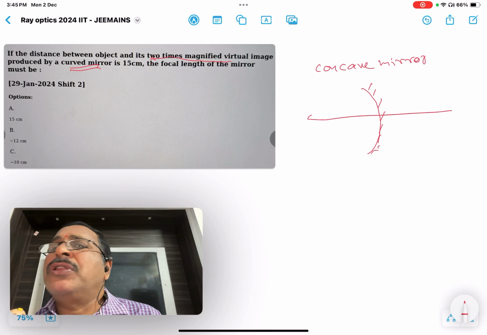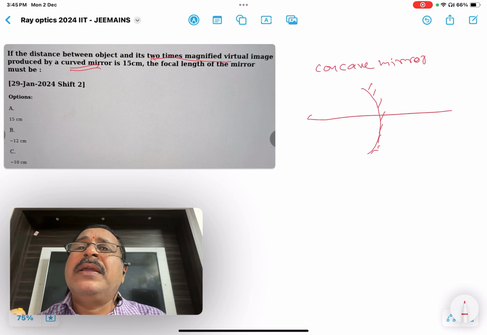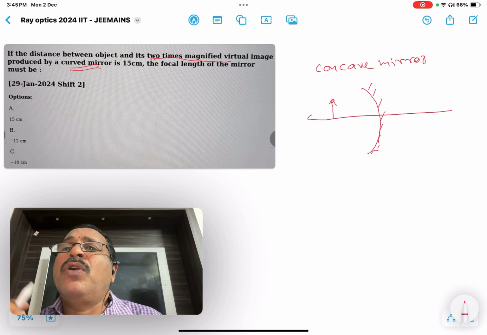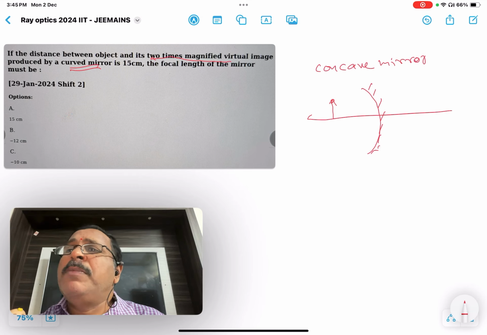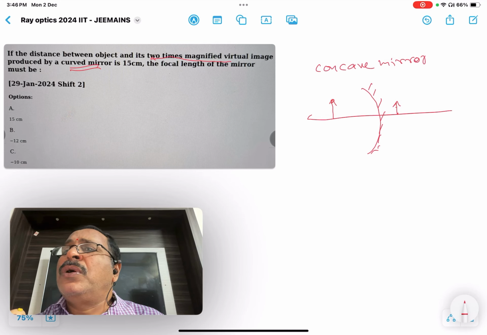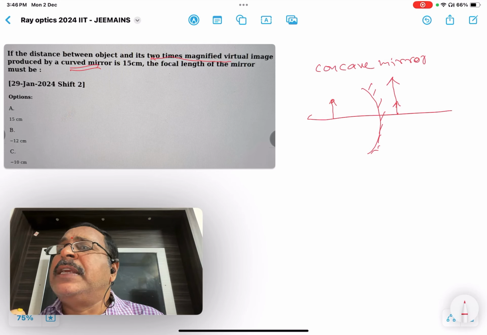So light is falling on the concave surface. Then the distance between object and image is given there. Object and what is that? Virtual image. Virtual image means what? This is a virtual image, for example. So 2 times it is increasing. Okay. So if it is h, it is 2h.